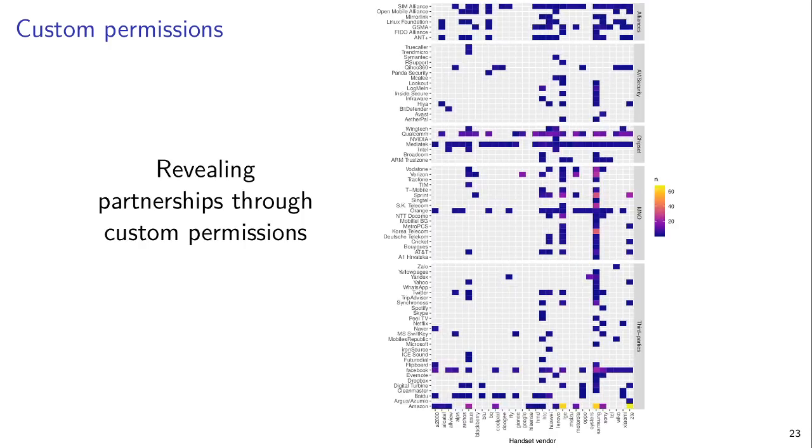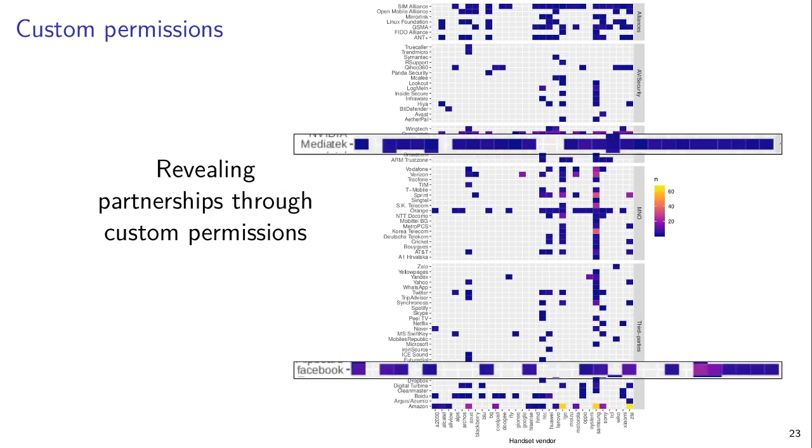Now, using this permission, we can also highlight some partnerships between companies, because if you always find, say, on a Samsung device, some Facebook permission, then maybe you can infer that there is some kind of partnership between the two companies. And actually, if you look at this heat map, and especially these two lines, the top line is MediaTek.